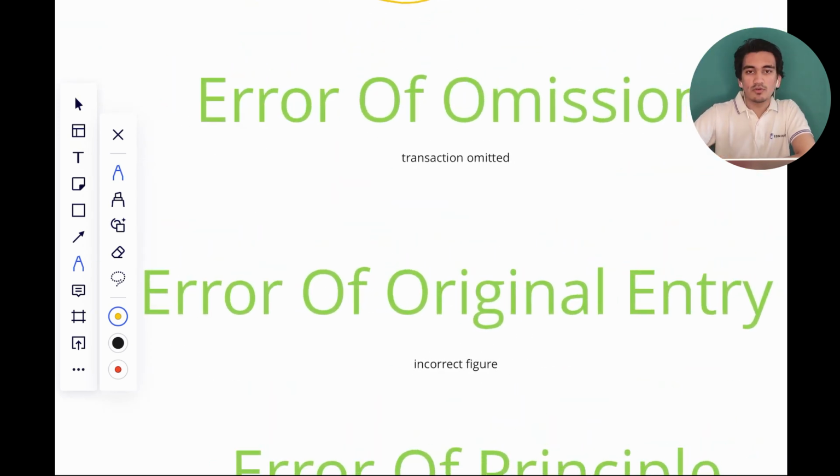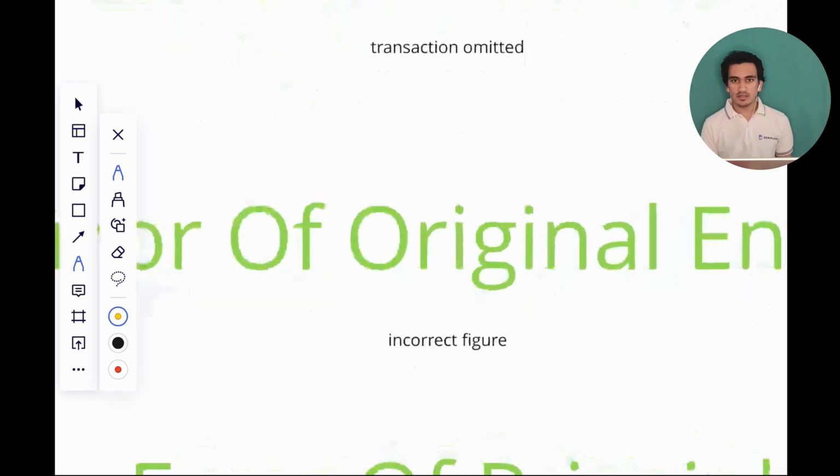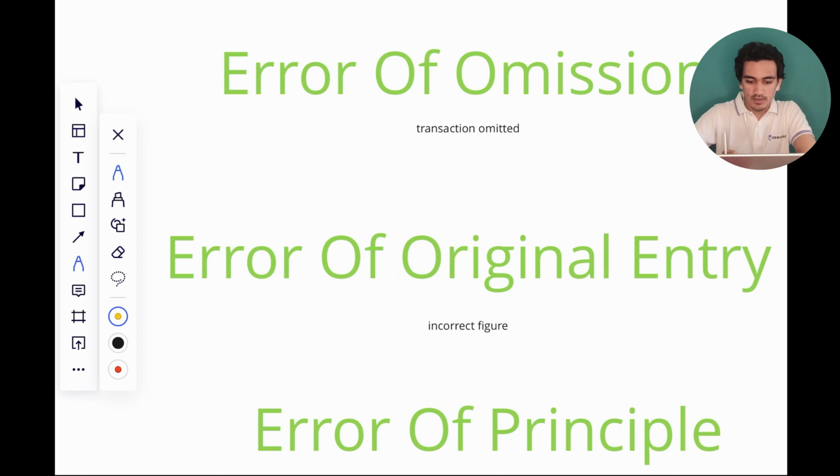Then you have the error of original entry. This means that you added the incorrect figures. For example, I bought this pencil for $100, but I wrote it as only $80 in my original entry, as an expense of $80 on both my accounts. So this is just an incorrect figure. This will lead to my balances not having the correct figures, but still balancing out. So this was error of original entry.